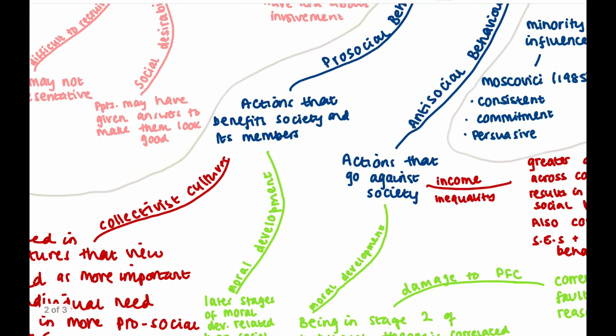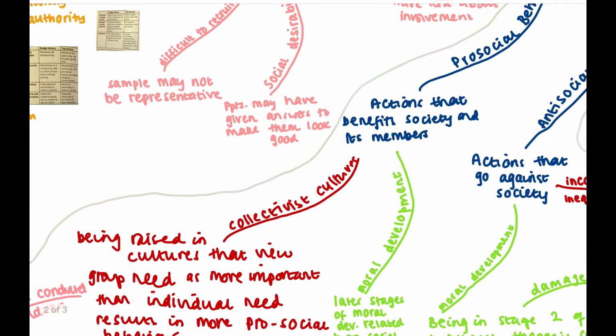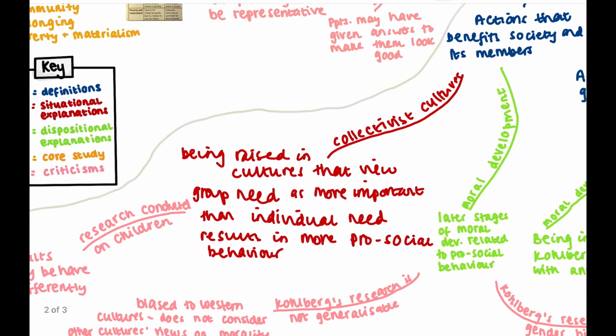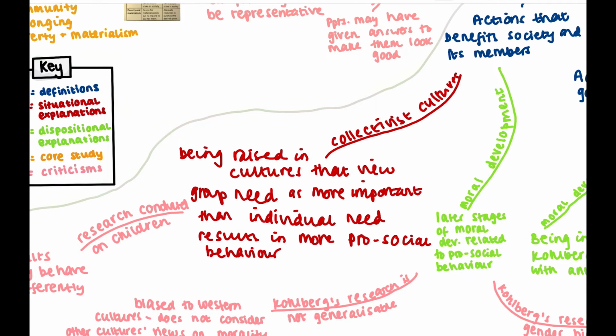Now, the situational explanations for pro-social behaviour are to do with being raised in a collectivist culture. So in collectivist cultures, the view is that the group need is much more important than individual need, and therefore this will result in a lot more pro-social behaviour. A lot of this research was done in children who have been raised in a collectivist culture. They might be helping out with the chores more and helping to take care of their younger siblings, and therefore demonstrating more pro-social behaviour, so helping the need of the family, the group, rather than their individual needs.